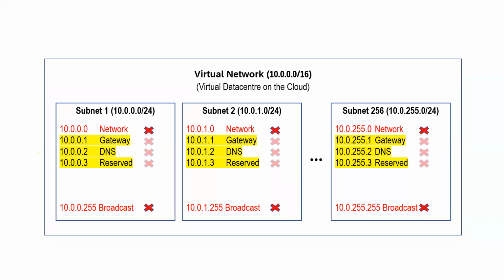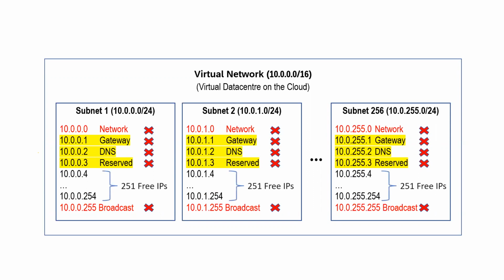So leaving these, all these three are non-usable. So only these many are left to be used. What are these IP addresses? Starting from 10.0.0.4, you can only use from 4 up till 254. So only 251 IP addresses are free to be used. Is this part clear? Yes, yes.